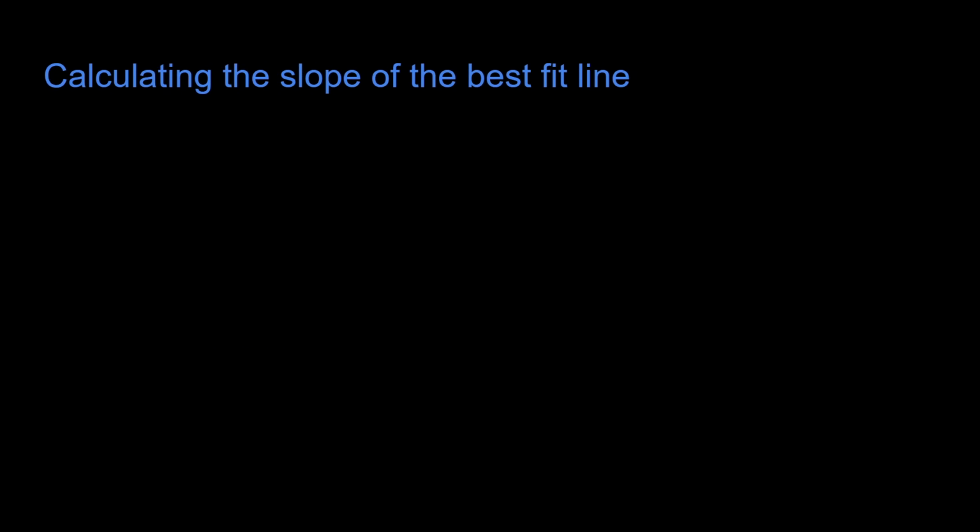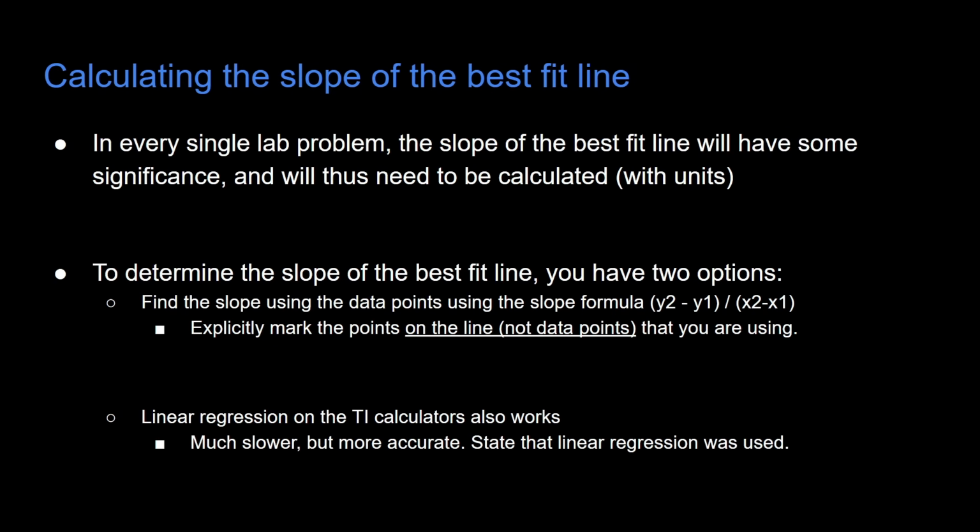So, calculating the slope of the best fit line: every single lab problem, you have to calculate the slope. The slope is typically not the end of the problem. It's typically equal to something else, and you have to do some algebraic manipulations with that. But in essence, it's always a slope two ways problem. So first, you have to find the slope explicitly using rise over run.